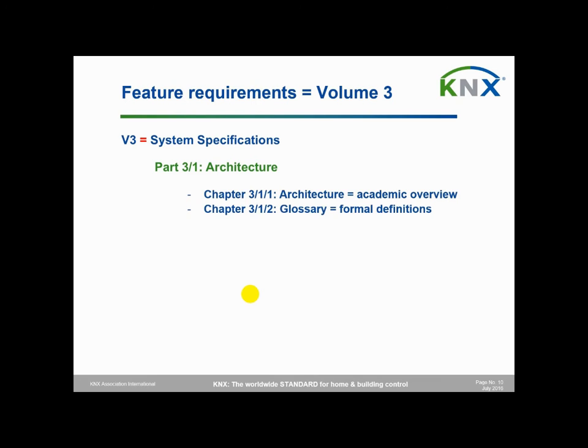the system. And in chapter 2 of this part 1, we can find a glossary that contains all formal definitions that we can find within the KNX specifications. Example given, IA. Then we can find out, okay, IA is the abbreviation for individual address, GA is the abbreviation for group address, etc.